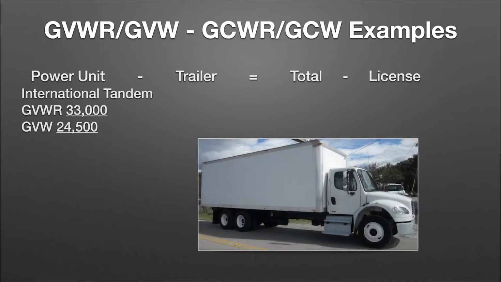All right, in this first scenario, what we're doing is we're breaking down our unit by power unit, and then if there's a trailer, and then we'll total everything up. So in this example, we'll say that we have an international tandem. Gross vehicle weight rating is 33,000 even. And gross vehicle weight is 24,500 pounds.